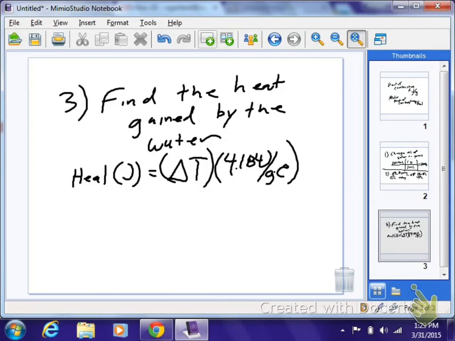We haven't done that, but I'm going to show it to you anyway. And then you multiply it by the mass of the water, which we found in step 1. Okay, so our change in temperature, what I found was 4 degrees Celsius on that.